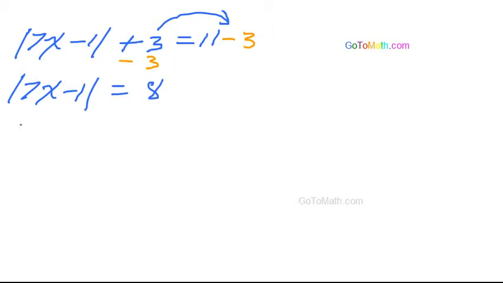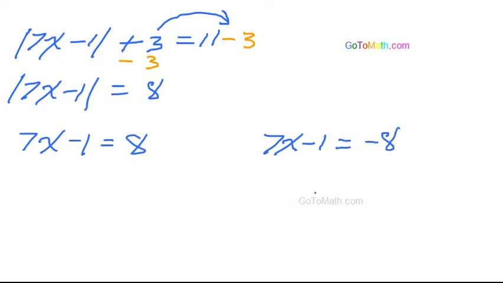So we're going to end up rewriting two equations here. First one, we just drop the absolute value bars. And then the second one, we drop the absolute value bars, except what's over here on the right hand side, we're going to multiply it by a -1. So that's going to make that a -8.